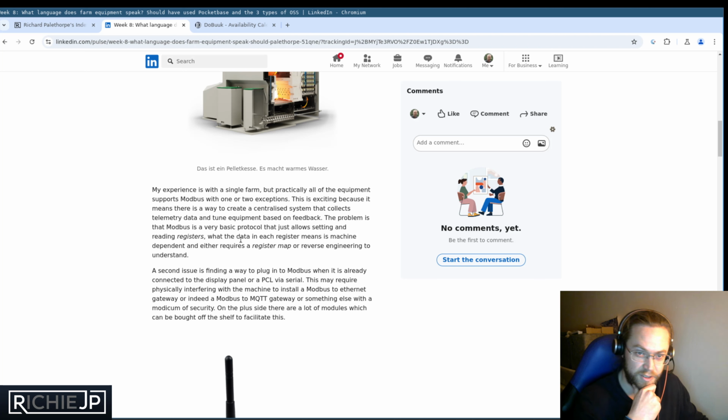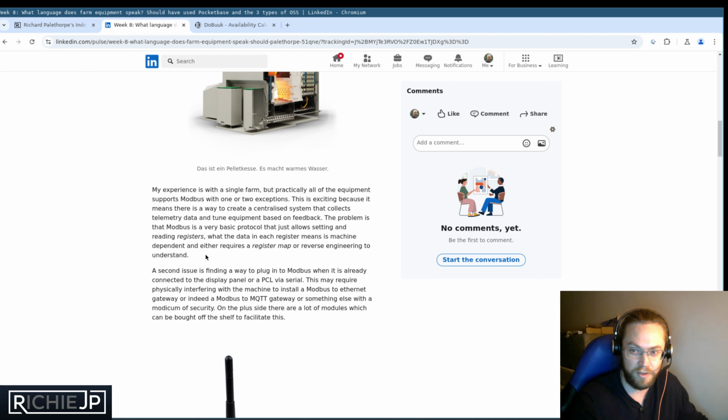The problem is that Modbus is a very basic protocol that just allows setting and reading registers. What the data in each register means is machine dependent and either requires a register map or reverse engineering to understand. So the Modbus protocol is pretty simple.